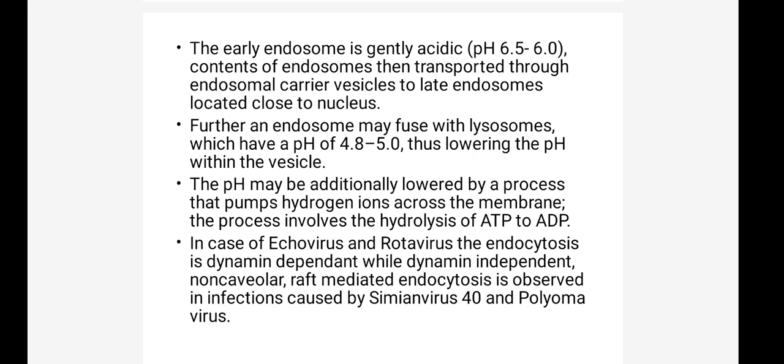Those which are RNA viruses that replicate within the cytoplasm must be uncoated and released within the cytoplasm. Further, an endosome fuses with the lysosomes, which again is helpful for the uncoating process, because lysosomes contain various types of hydrolytic enzymes. Again there is a drop in the pH of the late endosome, to 4.8 to 5. The pH may be additionally lowered by a process that pumps hydrogen ions across the membrane, and majorly it is an ATP dependent process.